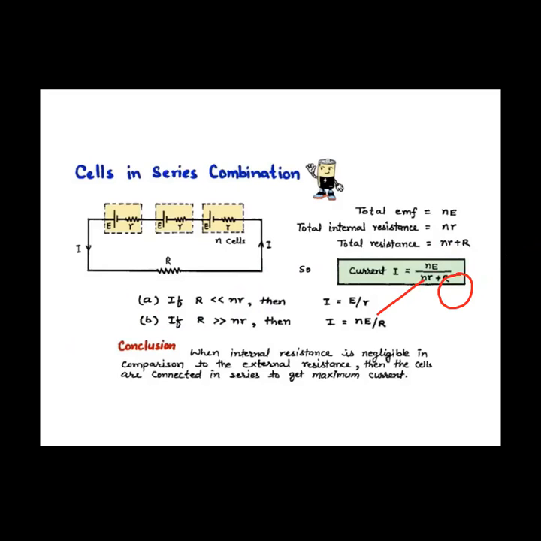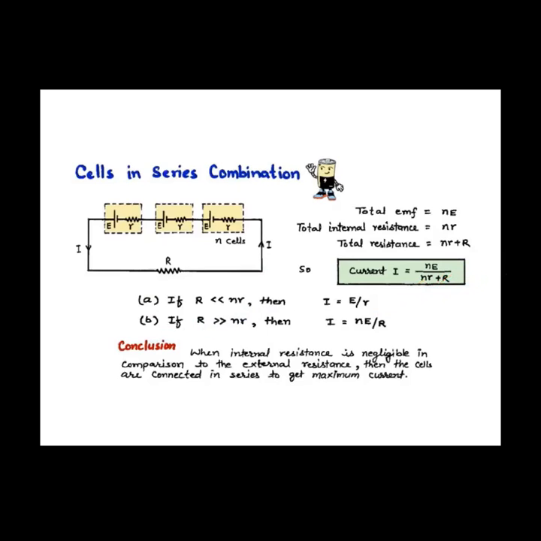This is the current that will flow in the series combination of cells when the external resistance, capital R, is very much less than the total internal resistance. Now let's take the other condition, the other way out.